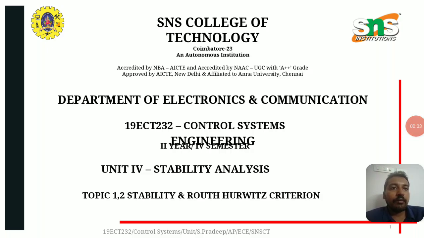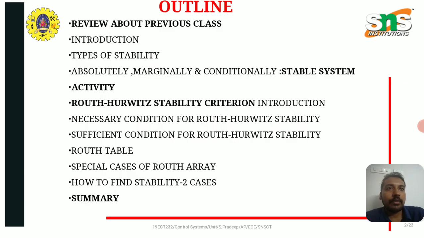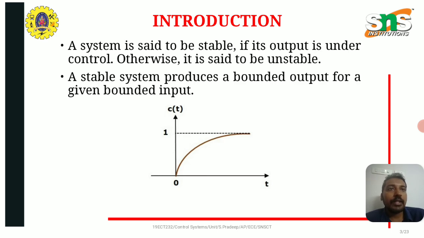In this video, we are going to see about the stability analysis using Routh Hurwitz criterion. A system is said to be stable if its output is under control. Otherwise, it is said to be unstable. A stable system produces a bounded output for a given bounded input.